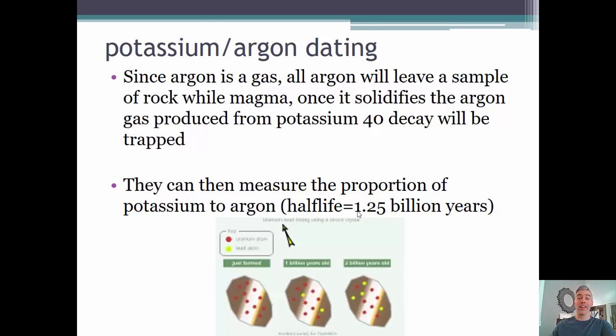So, since argon is a gas, all argon will leave a sample of rock while it's magma. And once it solidifies, the gas will be trapped, and then potassium-40 will decay. Because the gas is trapped, the potassium-40 decay product will stay there. Depending on the concentration of potassium-40 and argon, you'll end up figuring out the half-life of that.